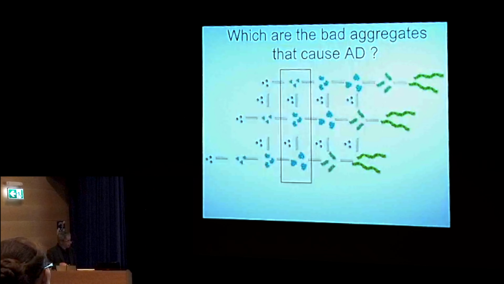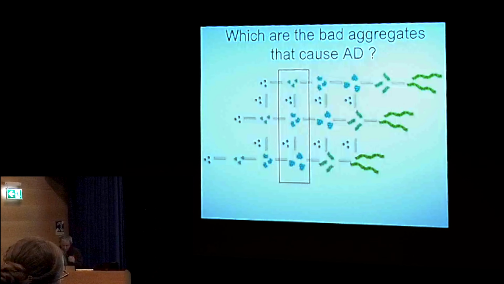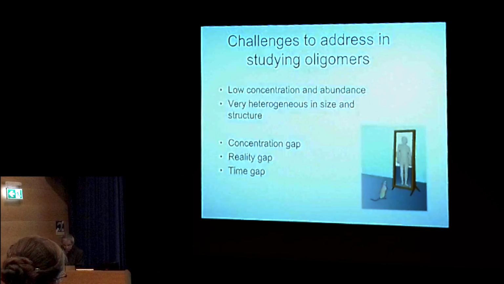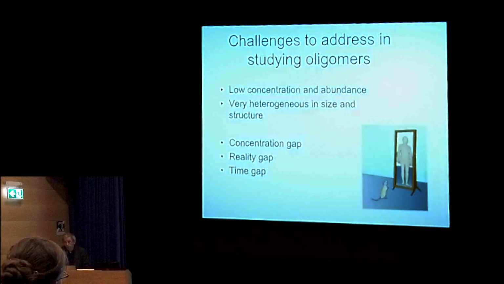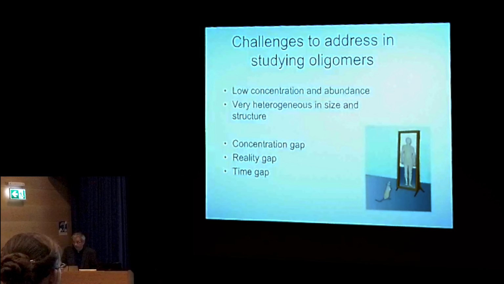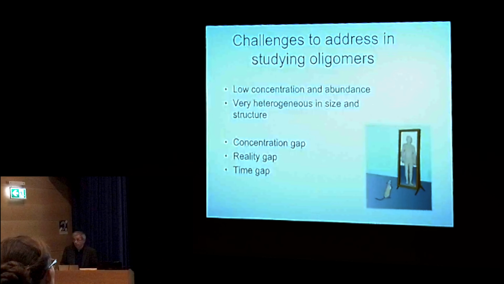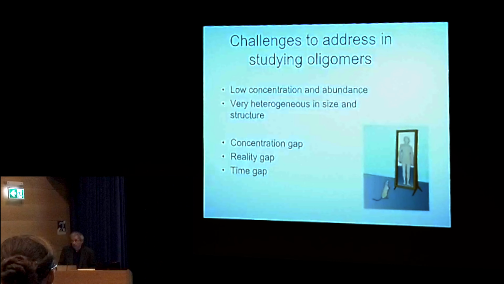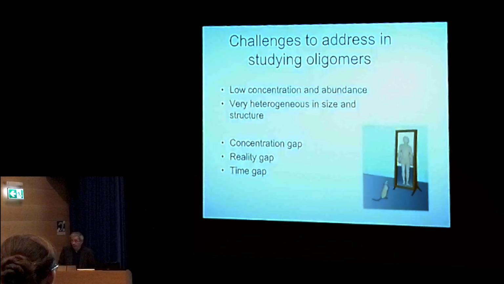It seems that these smaller soluble aggregates, these globular and fibrillar aggregates, are possibly the bad ones that damage cells and cause Alzheimer's disease. And that's what we want to study. There are lots of challenges in studying these oligomers. First of all, the concentration is exceedingly low. It's in the picomolar range, and typically less than 1% of the molecules are aggregated, and most of them are monomer. And they're very heterogeneous in size, like I've shown you, and in structure.